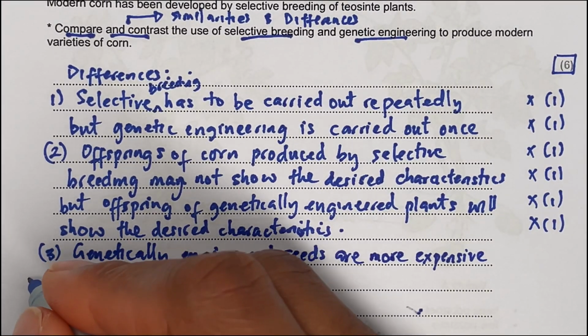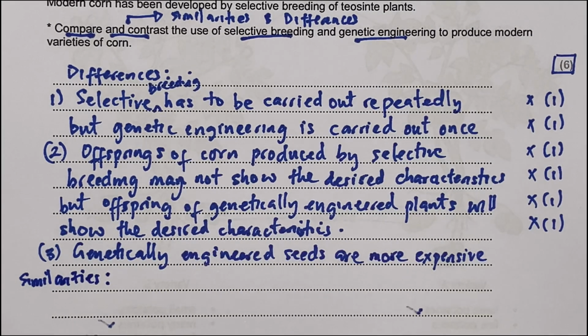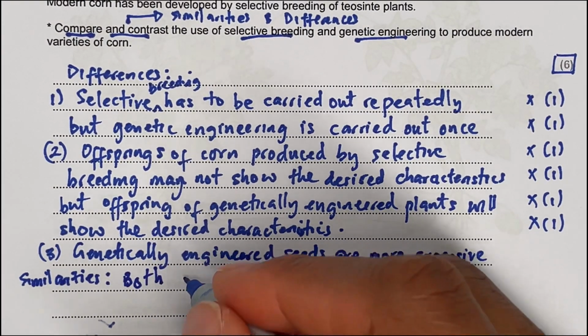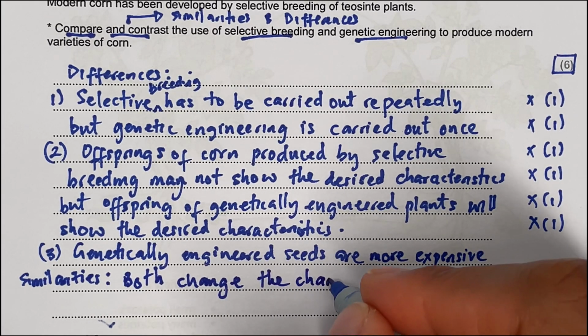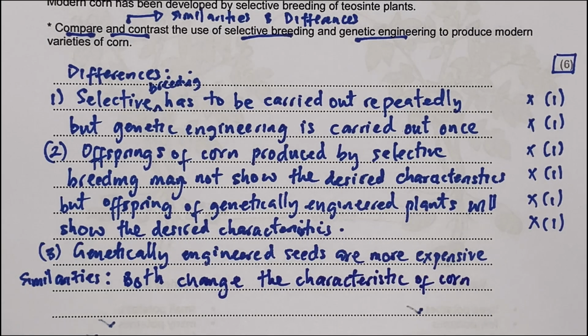Now, similarities. What do they have in common? Both of them change the characteristics of corn. The main thing that you're looking for is to change the feature of the corn that is being produced. You know what you want, so you want to produce what you want based on the circumstance. So that will be one similarity.